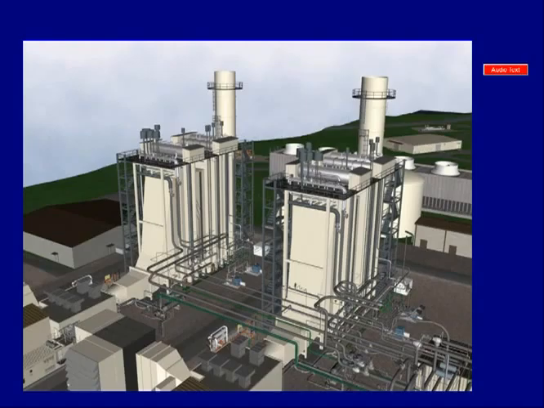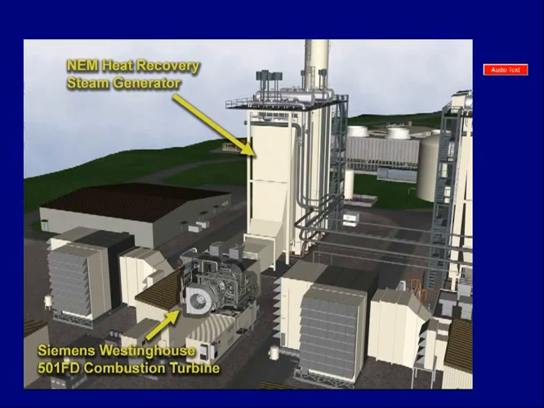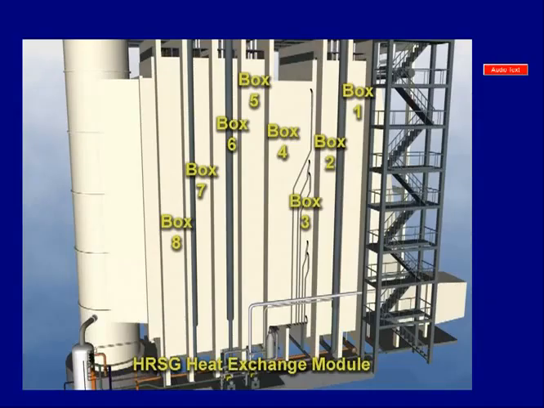Welcome to Book 1, Chapter 1, Overview of HRSG Function. This chapter will briefly describe the purpose of the HRSG and its fundamental design. The function of the heat recovery steam generator system, or HRSG, is to transfer heat from the combustion turbine exhaust gases to the water and steam contained inside HRSG tubes.